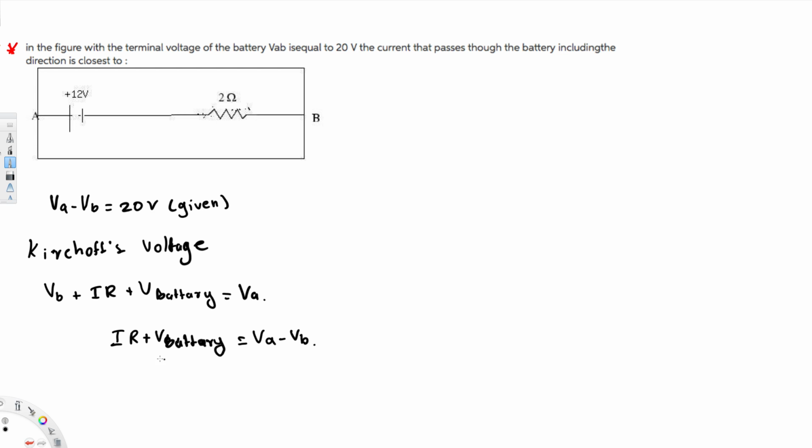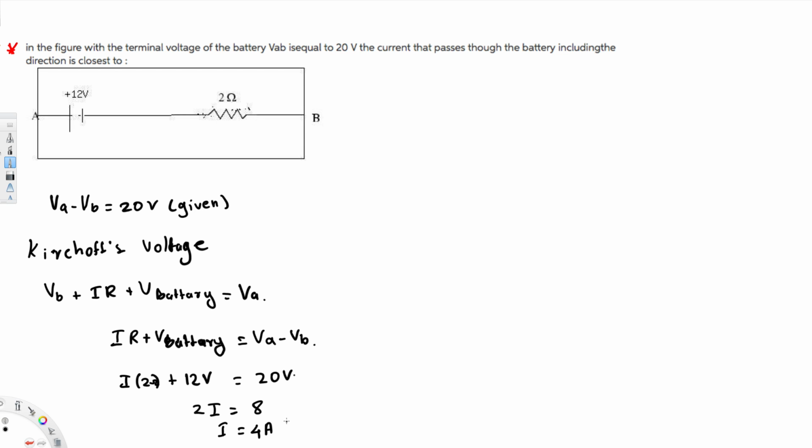And we know this one already. We have to find I, that's the purpose. So I times R, that's provided 2, plus V battery, which is 12 volts, is equal to V_A minus V_B, which is 20 volts. Now if you rearrange this, we are going to have 2I is equal to 20 minus 12, that's going to be 8. Therefore I is equal to 4 amperes.